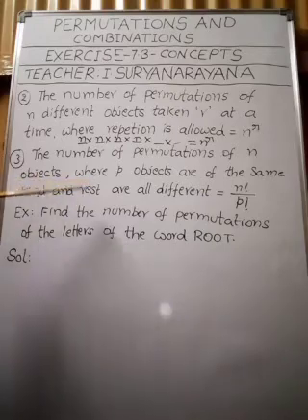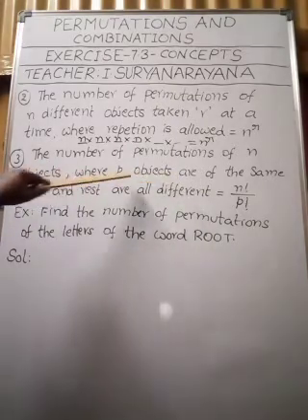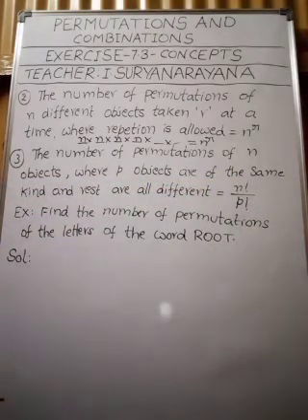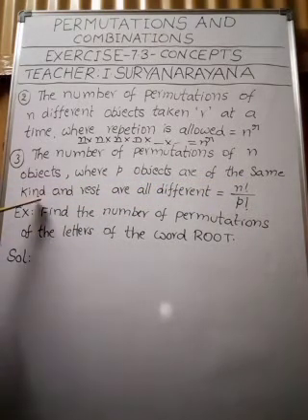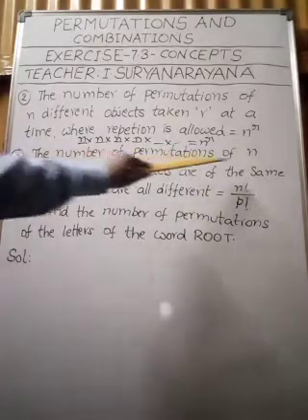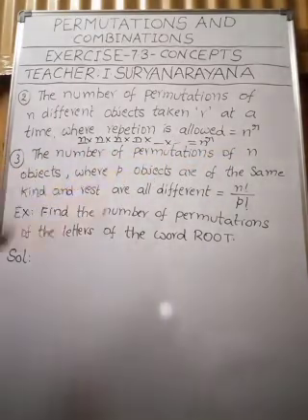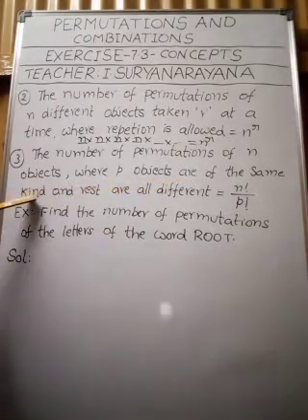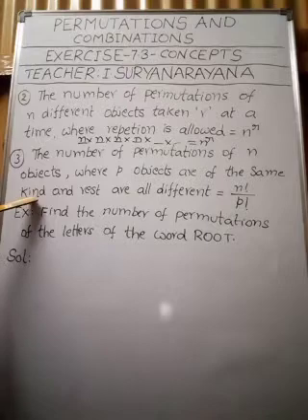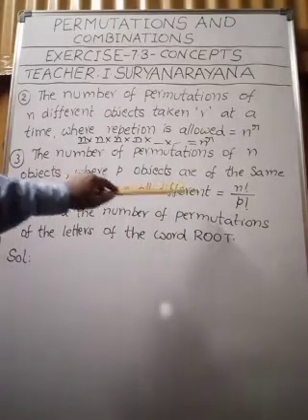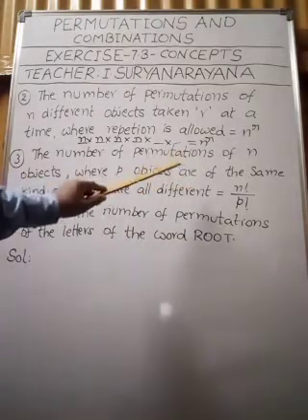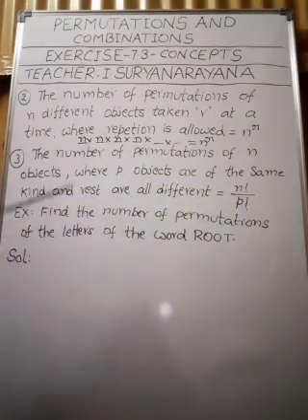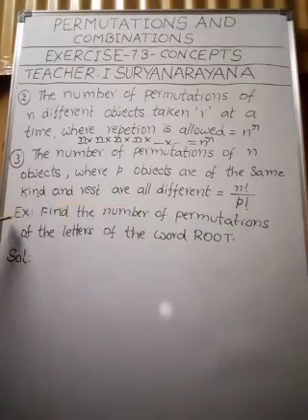See here, my children. Some p objects are of the same kind. They are alike. Same kind of objects are there. Out of n objects, p objects are identical. They are of the same kind. Understood this point, my children? Then, in how many ways can the letters be arranged among themselves? n factorial by p factorial. To understand this point well, let us take an example.